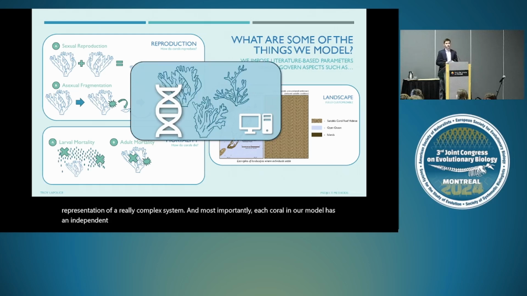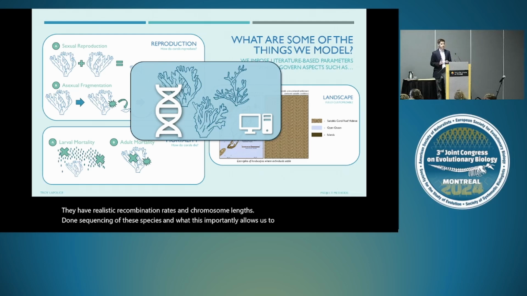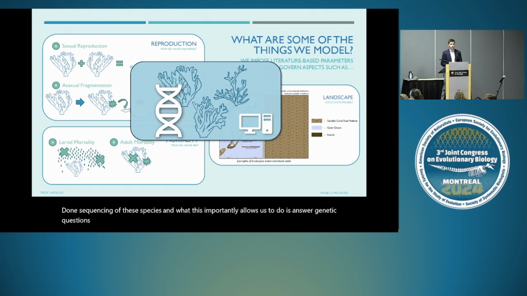Each individual genome is generated via sexual recombination of the parentals and clonally from fragmental reproduction. They have realistic recombination rates and chromosome lengths based on sequencing of these species. What this importantly allows us to do is answer genetic questions about this system. So we can look at both the species dynamics and these questions about population genetics.